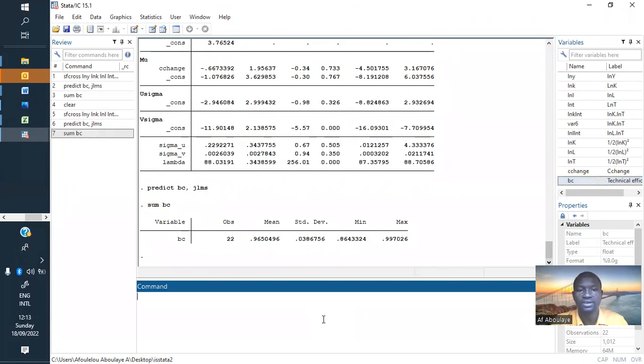As you can see, we have 22 observations and the mean score efficiency is 0.96. And now the minimum here is here, the maximum is here. What does that mean? The efficiency score is between 0 and 1. When it's 0, the farm is totally inefficient. When it's 1, the farm is totally efficient. But those scores should be between 0 and 1. When it is closer to 1, we can see that the farm is efficient, but not totally efficient.